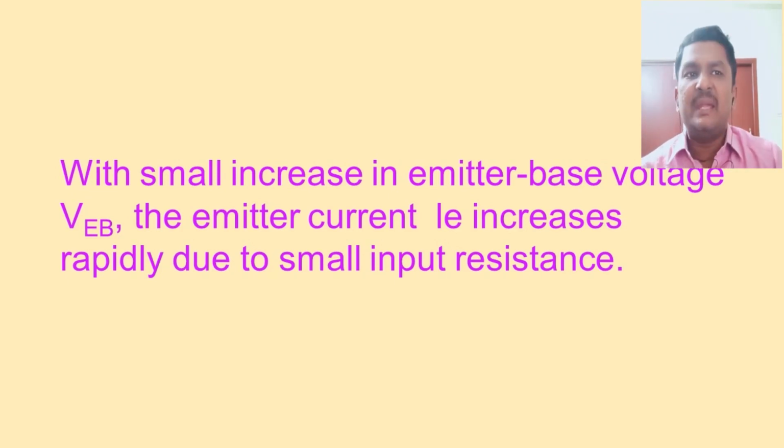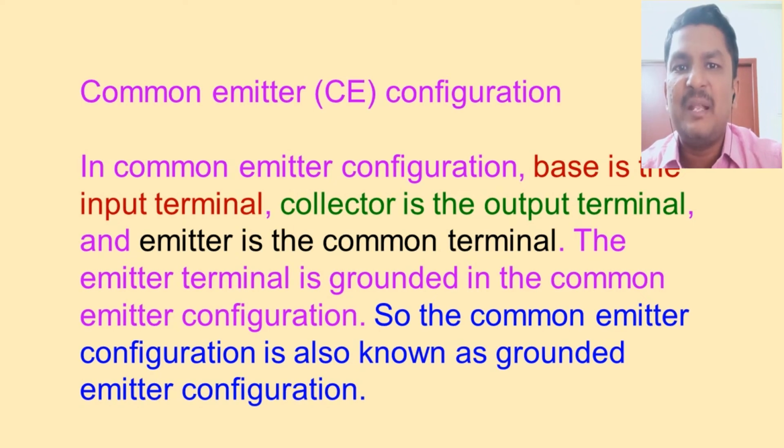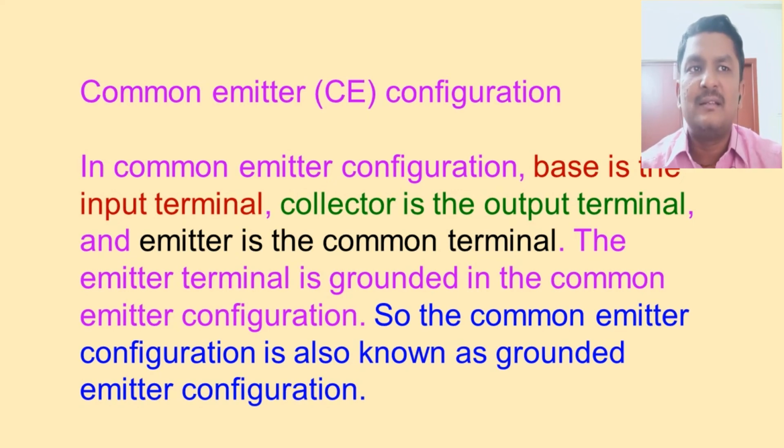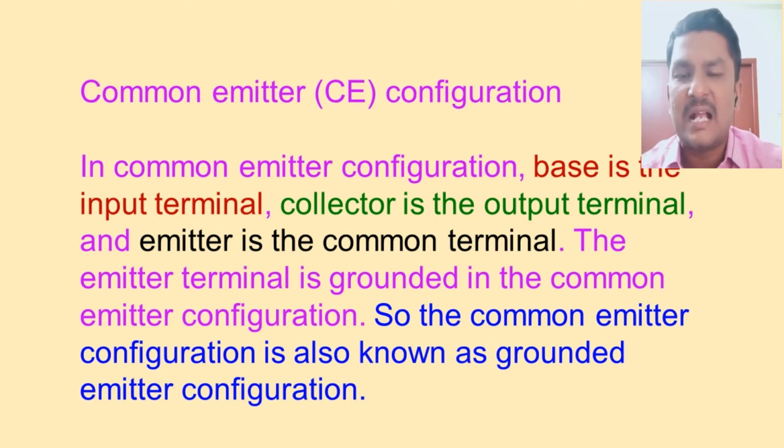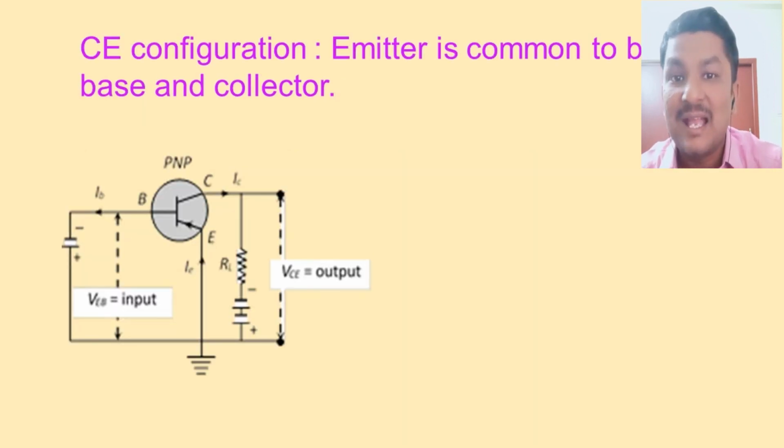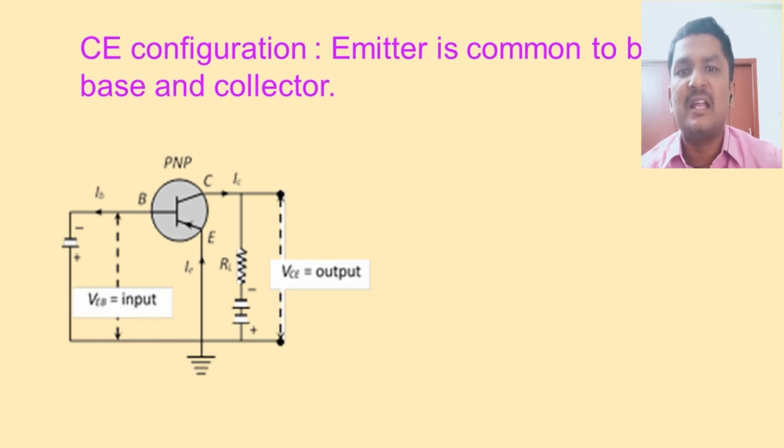Next one, common emitter configuration. In common emitter configuration, the emitter is common to input and output. Base is the input terminal and collector is the output terminal. Emitter is common to both input and output. So the emitter terminal is grounded in common emitter configuration. So it is also named as grounded emitter configuration.